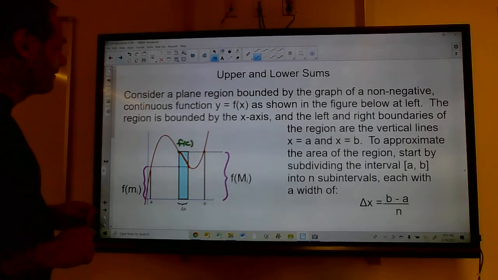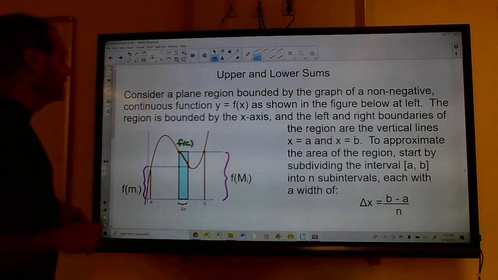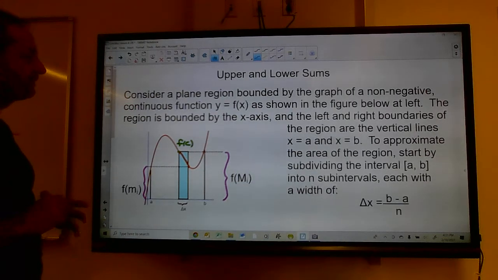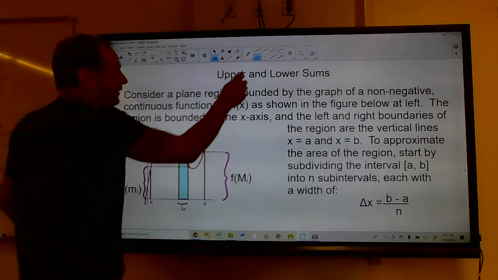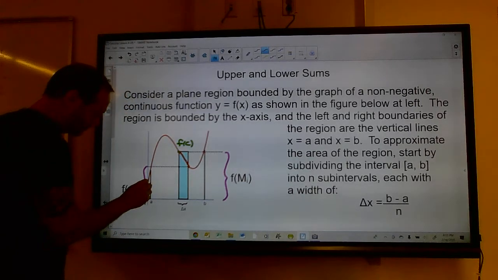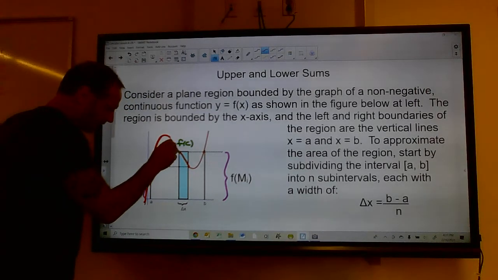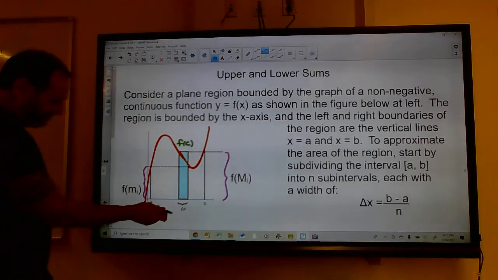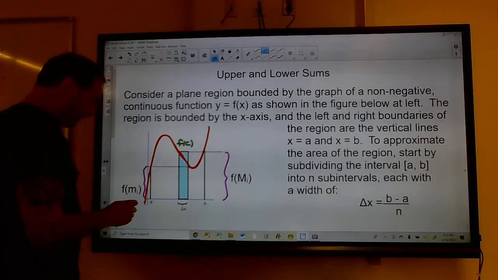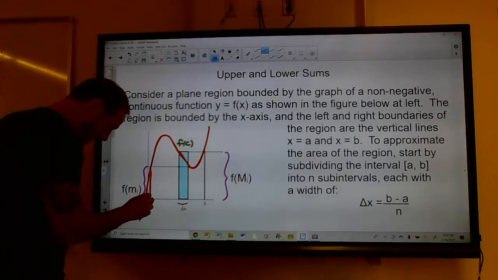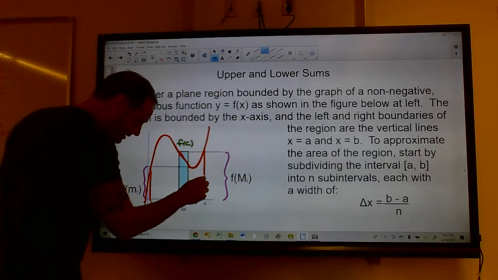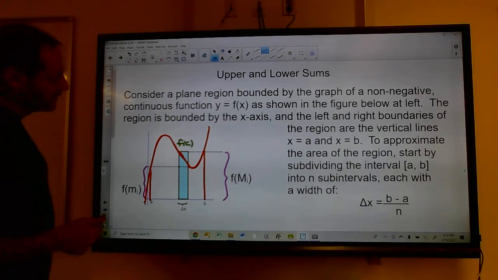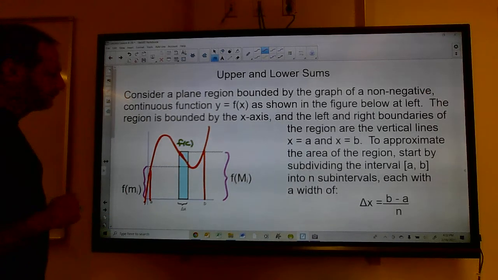Okay, so upper and lower sums. That's pretty much what I just did on the other page here. So consider a plane region bounded by the graph of a non-negative continuous function y equals f of x. So I've got this nice curve right here. This is some kind of cubic probably. And I want the area above the x-axis under that curve between a and b. Now you don't have a formula for this kind of shape, so we have to use calculus to find this area.